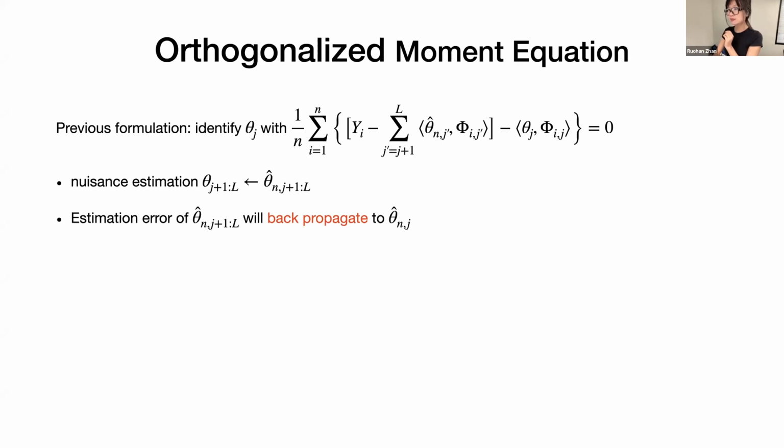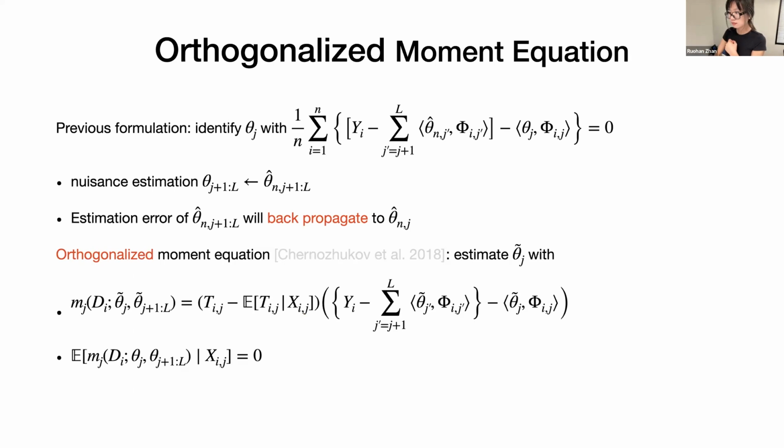But as you can imagine, the estimation error of a later stage's treatment effect will back propagate to our estimation of theta J, right? And this error can accumulate over time. So to deal with that, essentially at stage J, we want to estimate theta J, and the later treatment effects will be used as nuisance estimation parameters.